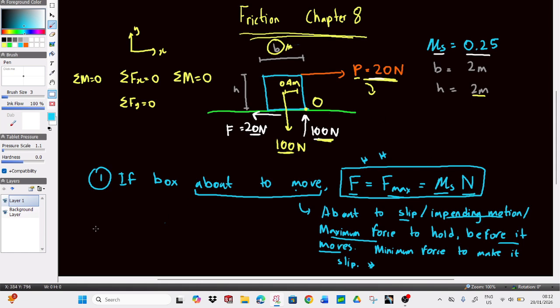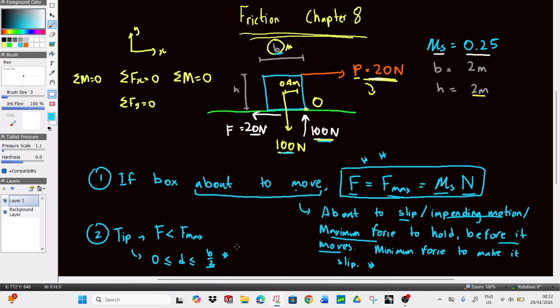But if, let's say, the box is about to tip, right? So if it's about to tip, that means to say that your F is clearly less than F max. And if your F is clearly less than F max, the distance between the weight and the normal force has to be within 0 and half of the length of the body itself, okay? So that's basically the condition to satisfy if it tips.